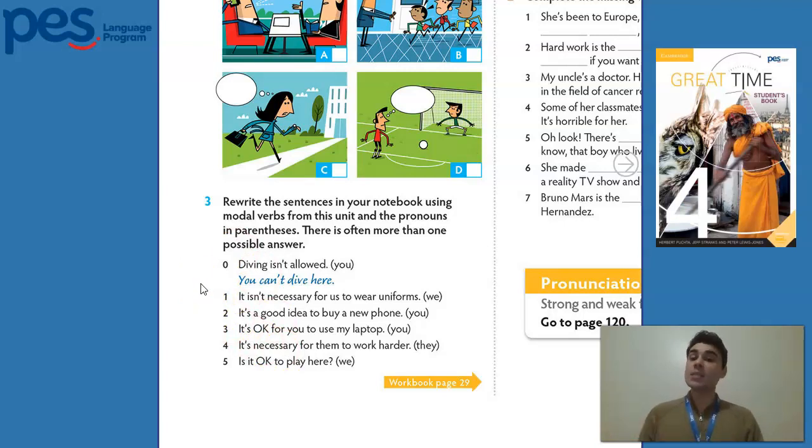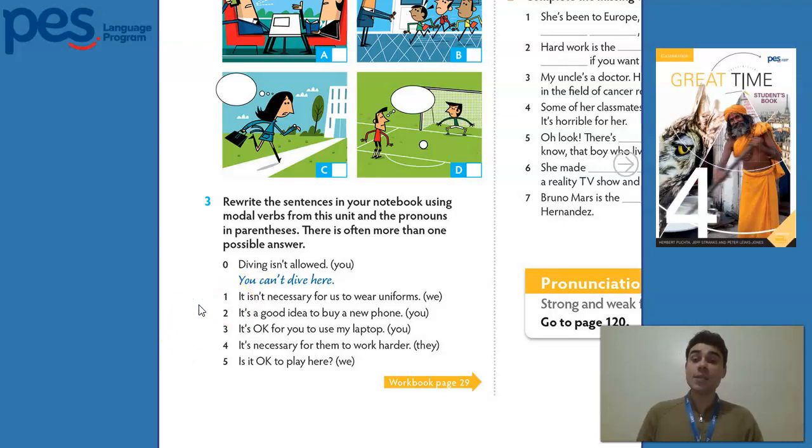Number 1. It isn't necessary for us to wear uniforms, and the pronoun is we. So, what's the most important part of the sentence? It isn't necessary for us. Can you remember which one of those modal verbs is used to talk about necessity, something that is not necessary? If you can't, just go back to the study guide and take a look at the rules. Remember, that's why we complete the rules, to help you remember later when you have some doubts or exercises like this, right?